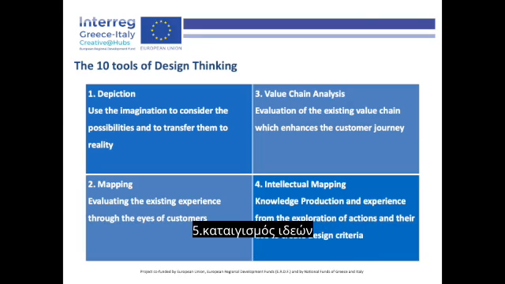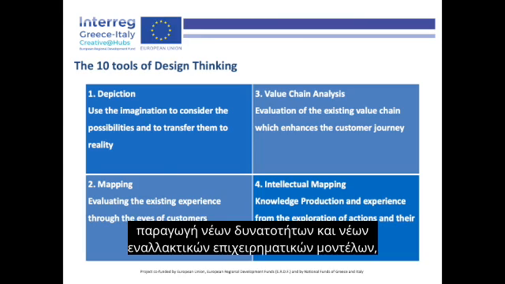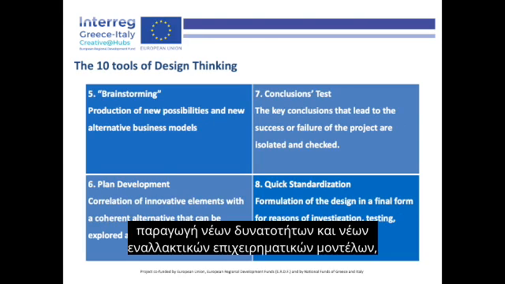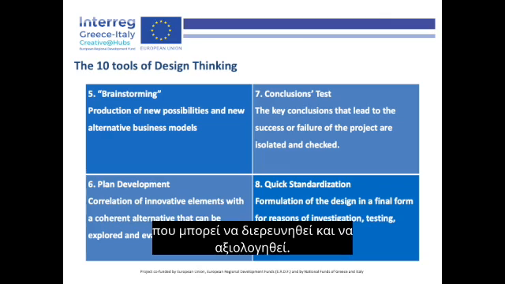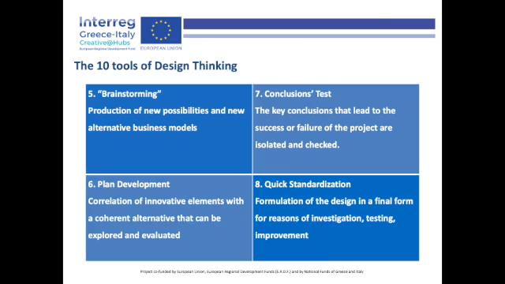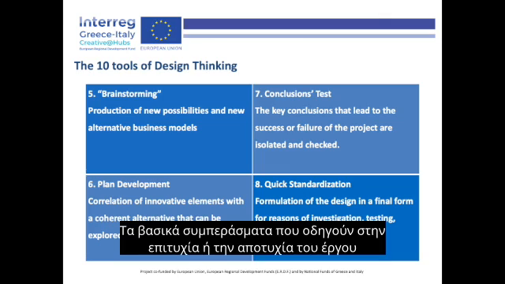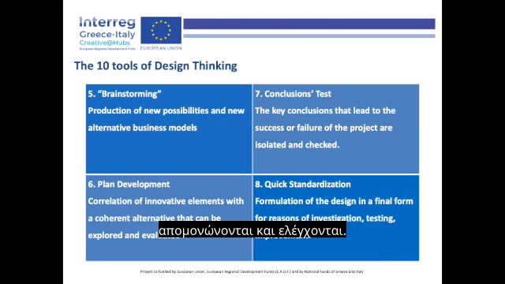5. Brainstorming. Production of new possibilities and new alternative business models. 6. Plan development. Correlation of innovative elements with a coherent alternative that can be explored and evaluated. 7. Conclusions test. The key conclusions that lead to the success or failure of the project are isolated and checked.